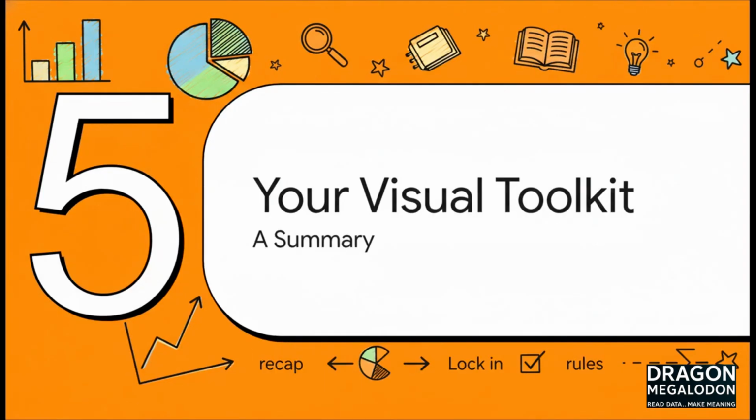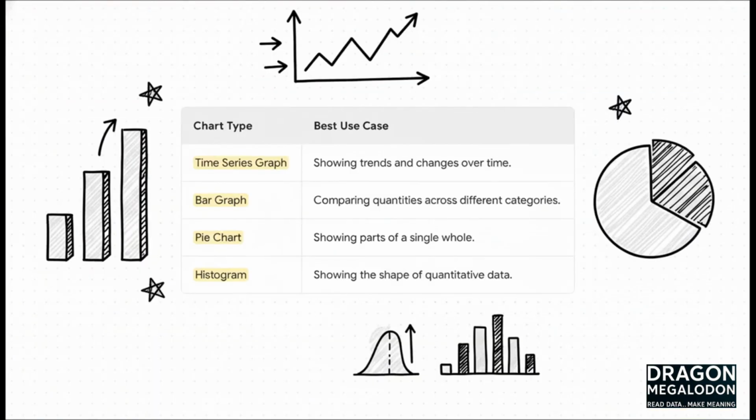So there you have it. We've just explored 3 really powerful tools for telling stories with data. Now, let's do a quick recap of our visual toolkit and lock in those essential rules for making every graph you see or create as clear, honest, and effective as possible. So here's your quick cheat sheet.